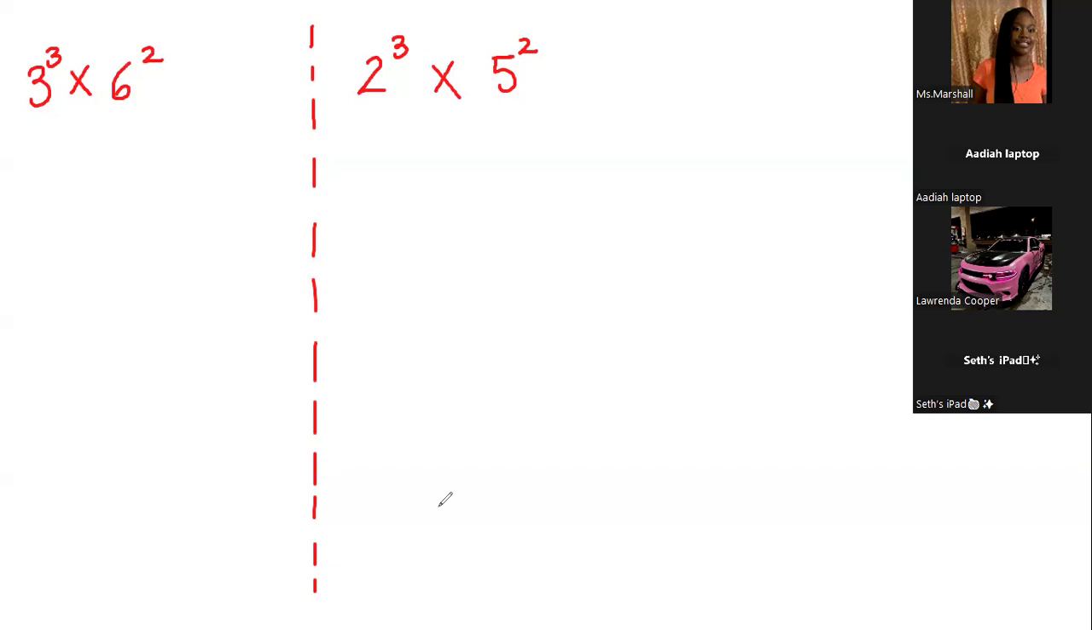But this isn't fair. You have to use a working device. All right, let's do 3 cubed times 6 squared. How are we going to do that? It's equal to 3 times 3 times 3 times 6 times 6. Very good.